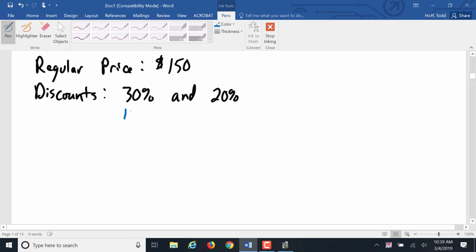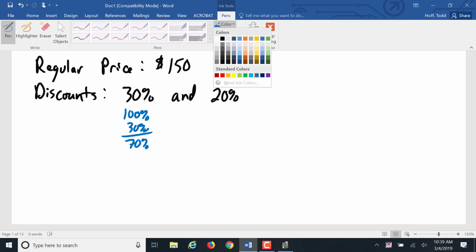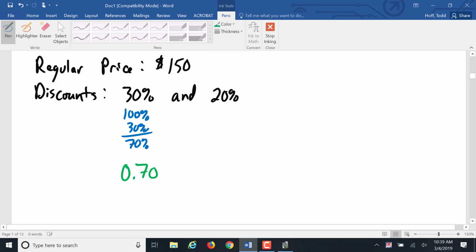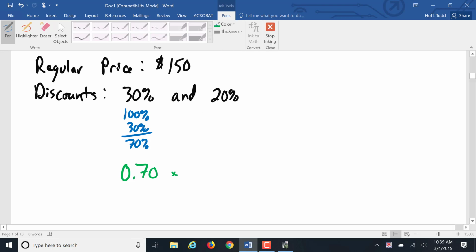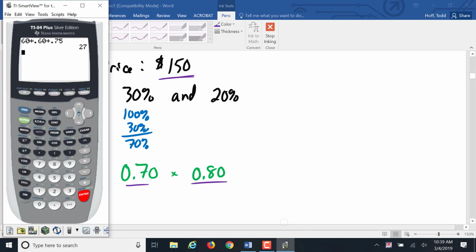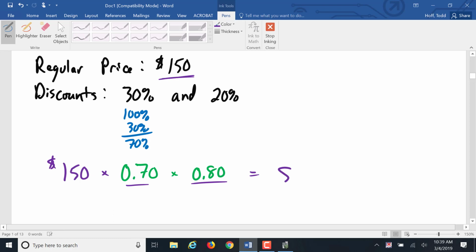So we look at their complements. The complement of 30, 100 minus 30, is 70%. So that'll be 0.70. Same for 20. I'm not going to write it out, but 100 minus 20 is 80%. That's 0.80. So we take our regular price of $150 times those two complements. So 150 times 0.7 times 0.8, we get $84.